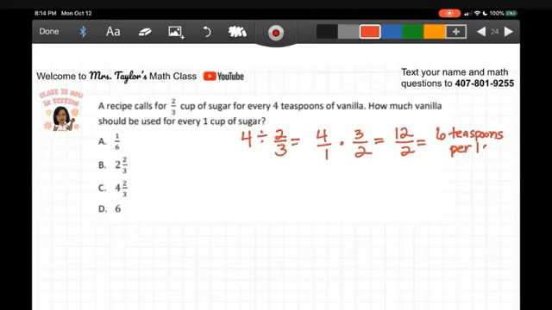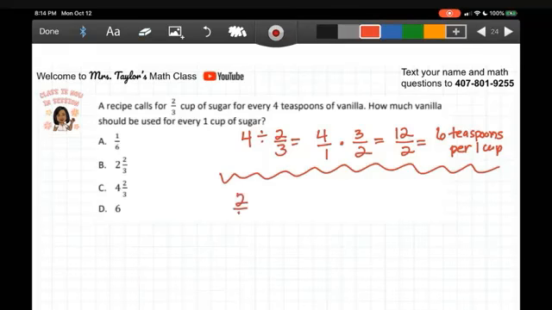Or you could just really think about it. And sometimes if some kids can figure this out, this would be great. So you know that for every 2/3, you're going to need 4 teaspoons. So you can say, okay, for 2/3 cup of sugar, I need 4 teaspoons.